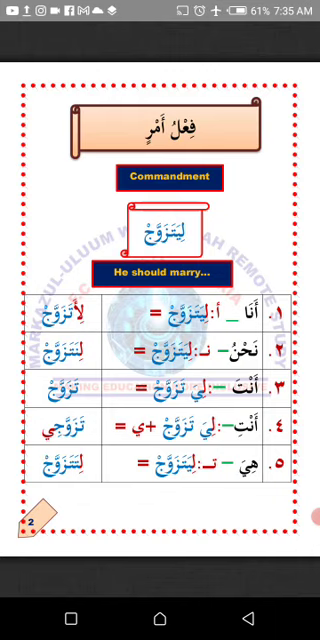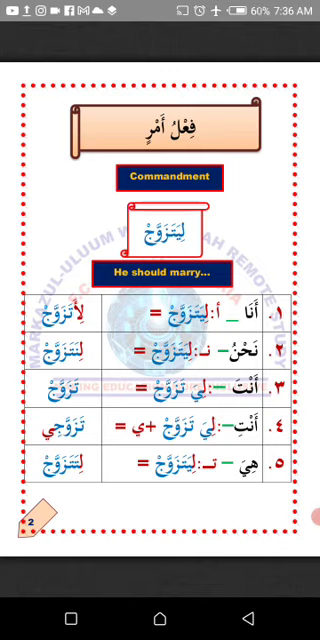Ithnan, number two. Nahanu, we. All you need to do is to detach ya'un and attach nunun. So the verb liyatazawwaj will now become linatazawwaj, which means we should get married. Thalatha, number three. Anta, you, representing a single male person. All you need to do is to detach lamun and ya'un. So the verb liyatazawwaj will now become tazawwaj, which means you should get married.